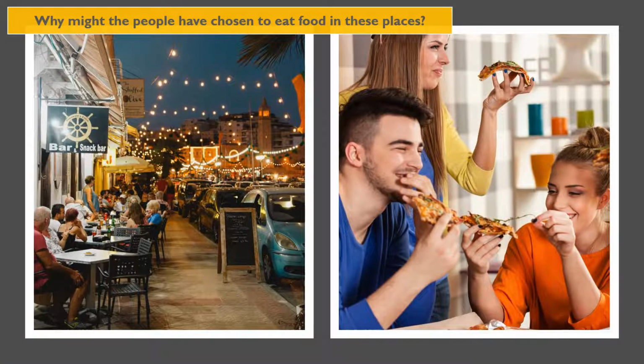Okay, so we're speaking about part 2, but what does it look like? Well, this is what it looks like. You've got 2 photographs and then you have a question. Why might the people have chosen to eat food in these places? So the place on the left is a restaurant and the place on the right is at home. So we're going to talk about why might the people have chosen to eat food in a restaurant or at home. But how do I do this part, you're asking?